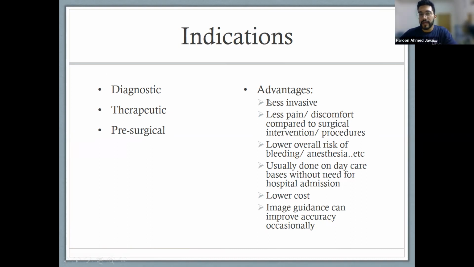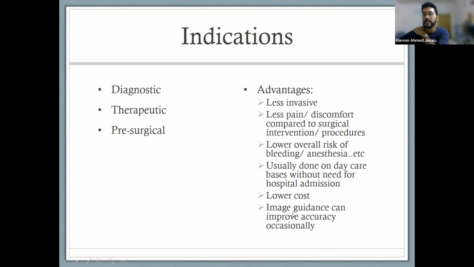So what are the advantages of using interventional radiology versus traditional surgery? One, it's less invasive because usually you just go through the blood vessels and there's no deep cut, so there's less pain and overall less risk of bleeding, anesthesia, and all the surgical post-op complications. Usually you don't have to stay admitted in the hospital bed for a long time, so it's less costly for the patient as well as the hospital. They have more beds available for others.